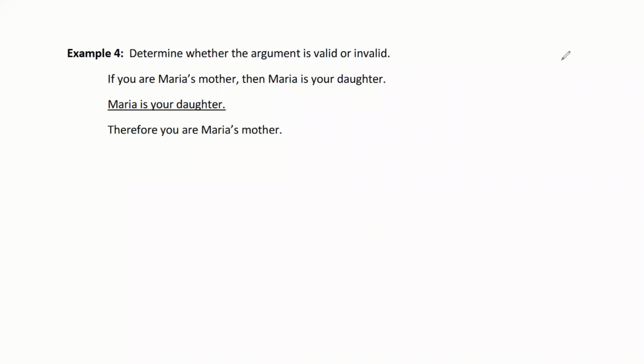Example 4, determine whether the argument is valid or invalid. If you are Maria's mother, then Maria is your daughter. Maria is your daughter. Therefore, you are Maria's mother. So we have P, let me write them here, P, you are Maria's mother. And Q, Maria is your daughter.